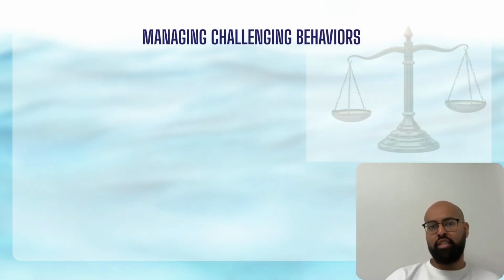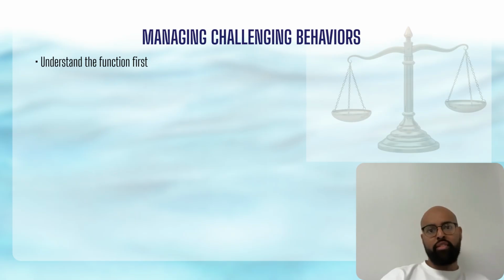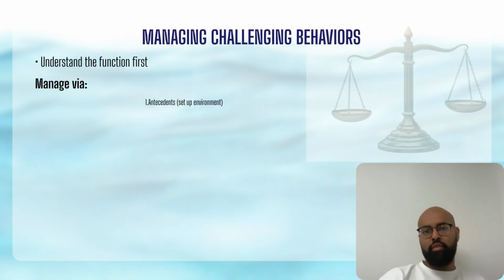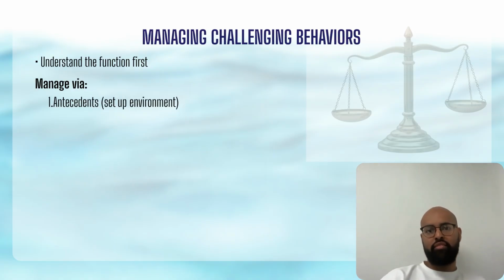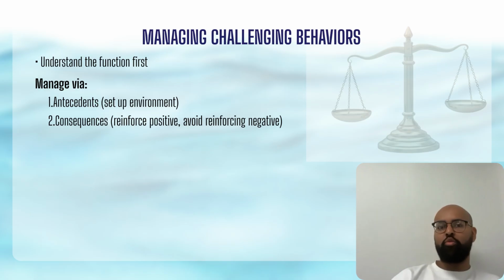Now, let's go over how to manage challenging behaviors. First, always understand the function of the behavior before responding. Knowing why a behavior is happening helps us choose the most effective approach. We can manage behaviors in several ways. Number 1. Antecedents. Set up the environment to help prevent the behavior from happening in the first place. Number 2. Consequences. Reinforce positive behaviors and avoid reinforcing negative or challenging ones.